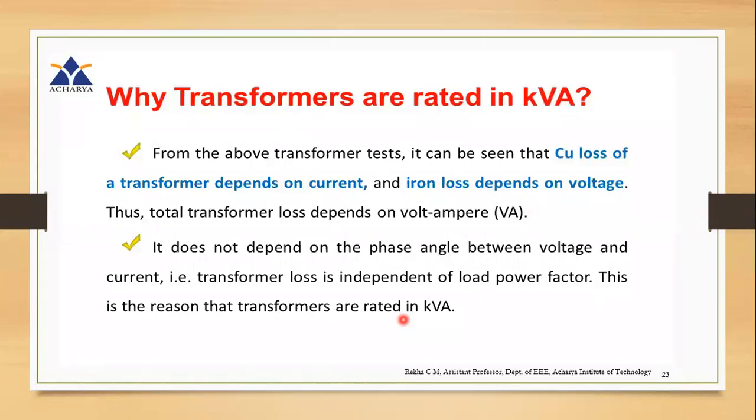Now, having known these losses of the transformer, we can come to the conclusion that copper loss of the transformer depends on current and iron loss depends on voltage. Thus, the total transformer loss depends on volt ampere. It does not depend on the phase angle between the voltage and current. That is, transformer loss is independent of the load power factor. This is the reason why transformers are always rated in kVA.